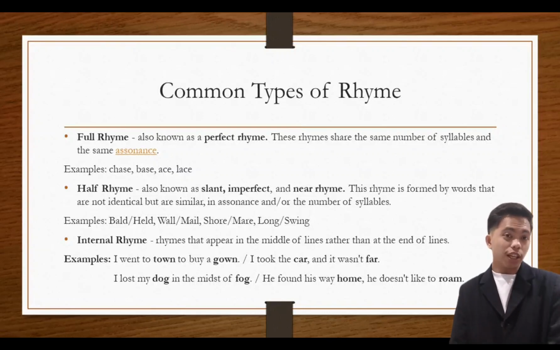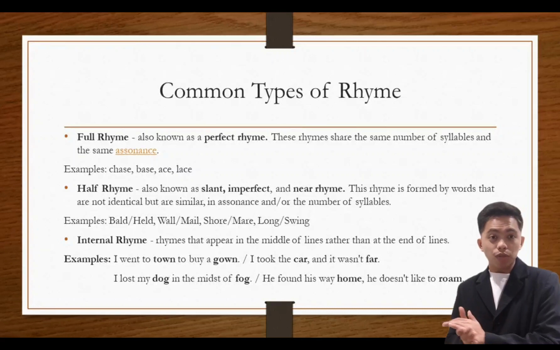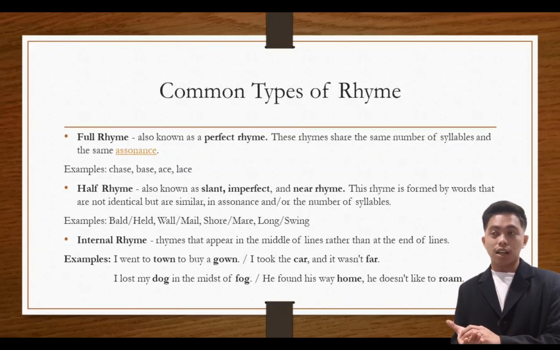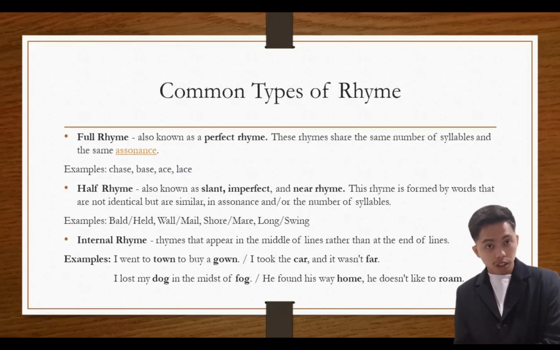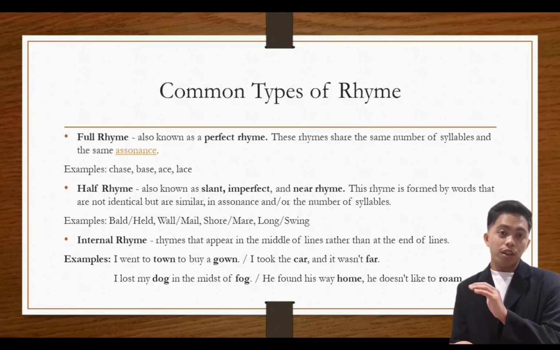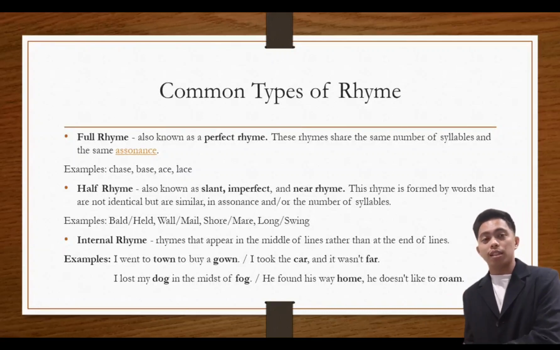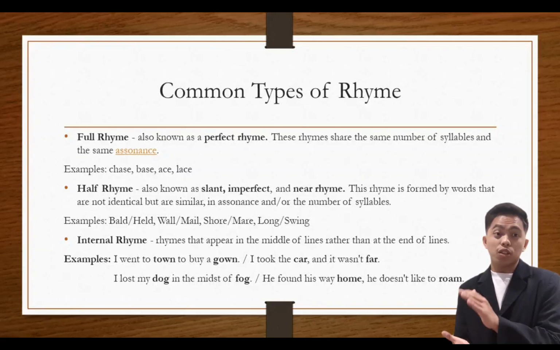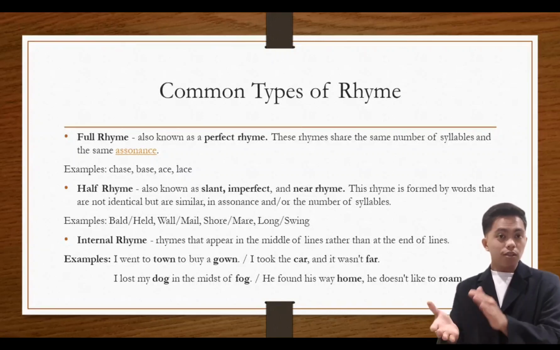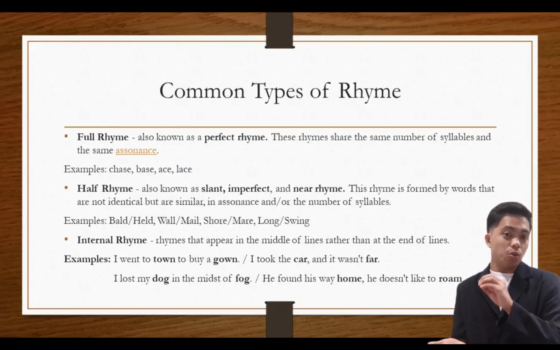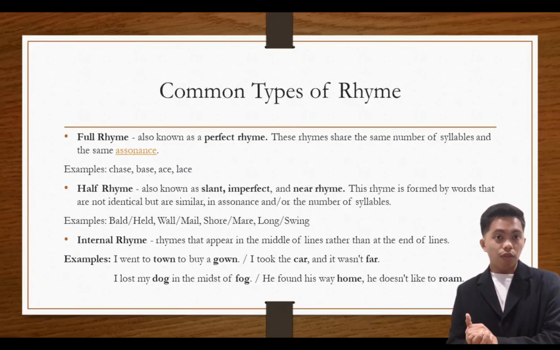Thank you very much. So as you can see, guys, if we're going to talk about full rhyme, it uses the same syllables and assonance. Assonance means the repetition of vowel sounds within two or more words within a line. So an example is ace, base, lace. As you can see, it has the same syllable, which uses one syllable, and it also uses the same repetition of vowel sounds within the words. Okay, so that is full rhyme.